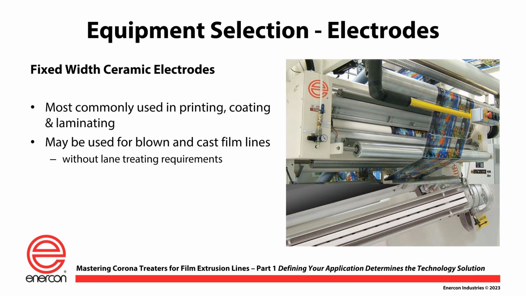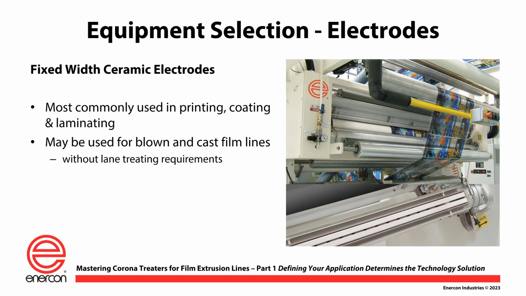It's typically not used because your converting customers don't want to take a risk of somebody misadjusting a segmented electrode, and now all of a sudden they find it after the product's been printed, let's say, or they have a failure in a lamination because an electrode was misadjusted. They can't have that, right?